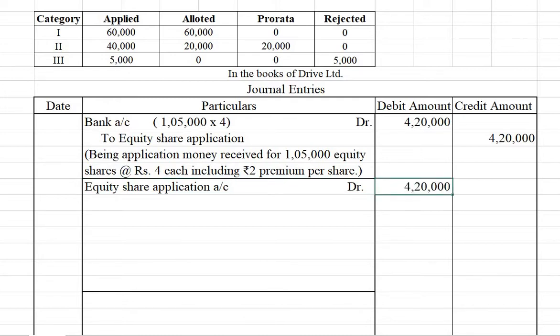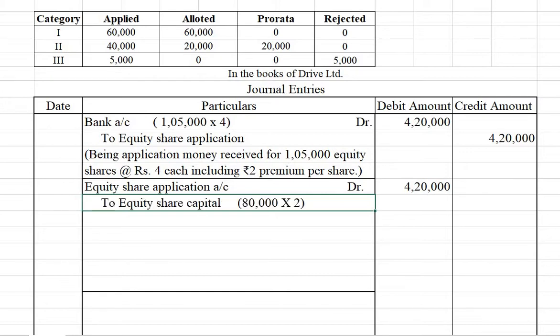4,20,000 we have. To share capital, how much will we transfer? Only the capital value. That means we have only 80,000 shares to issue. So 80,000 into 4 rupees. No, 80,000 into 2 rupees. 2 rupees is the capital value. So to equity share capital, 80,000 into 2.